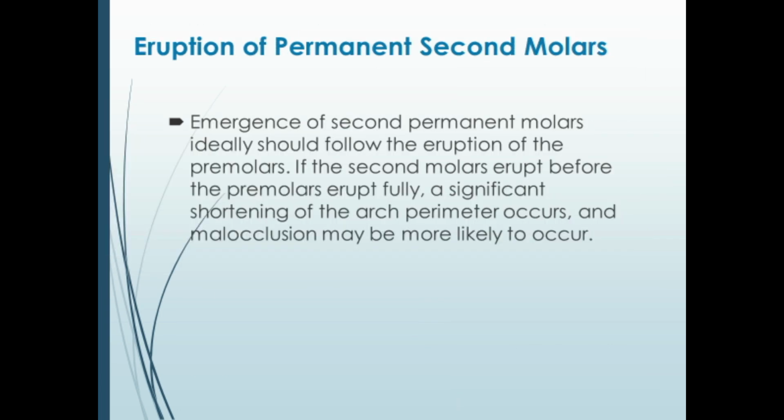Eruption of permanent second molars. Emergence of second permanent molars ideally should follow the eruption of the premolars. If the second molars erupt before the premolars erupt fully, a significant shortening of the arch perimeter occurs, and malocclusion may be more likely to occur.